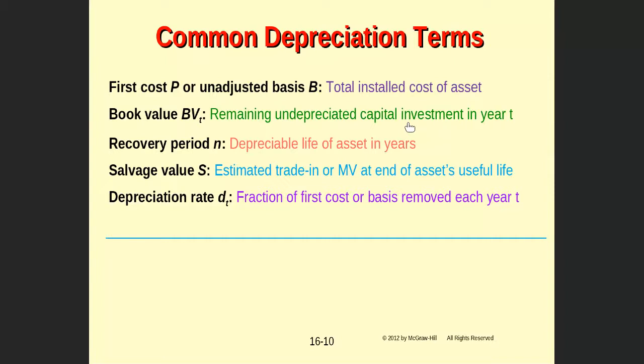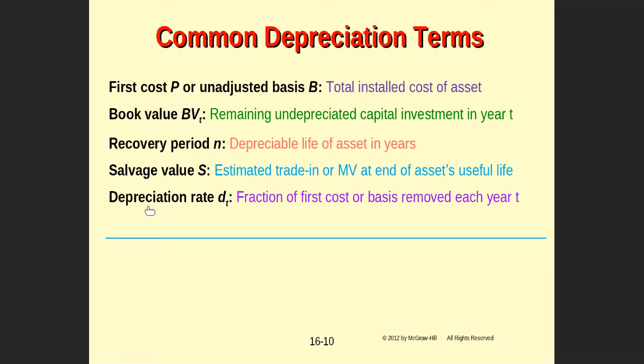Now let's see what the recovery period is. The recovery period is the depreciation life for the asset in years. The salvage value is different than the book value because it comes at the end of the life of that asset. So if the estimated life for that equipment or machine is 20 years, then the value at 20 years is considered the salvage value because it is at the end of its life.